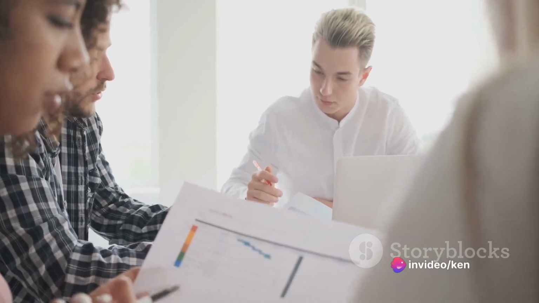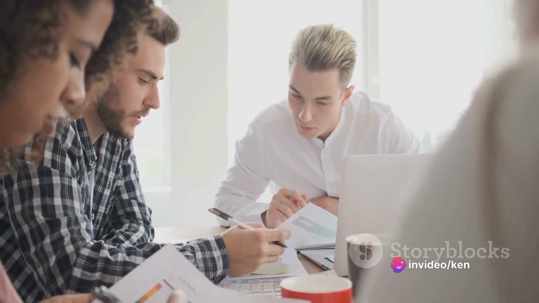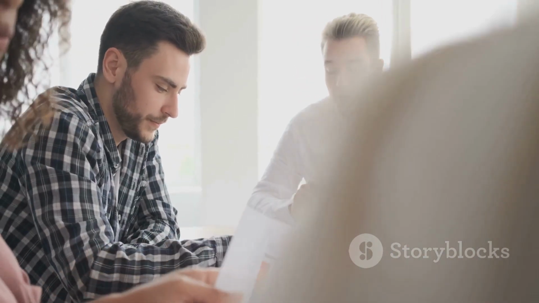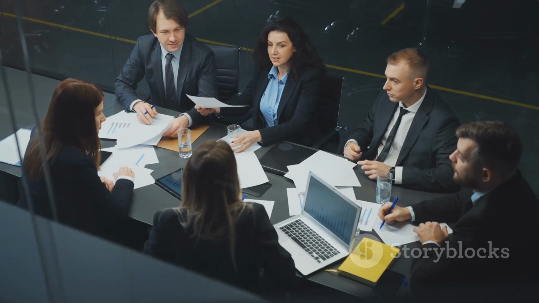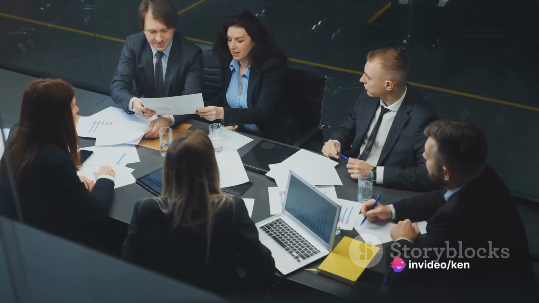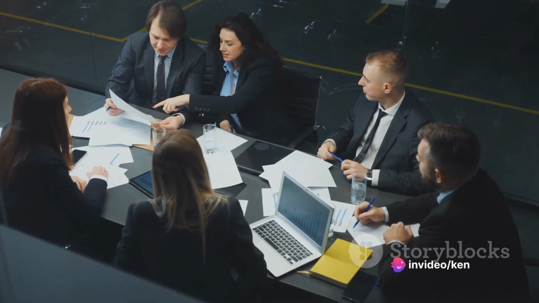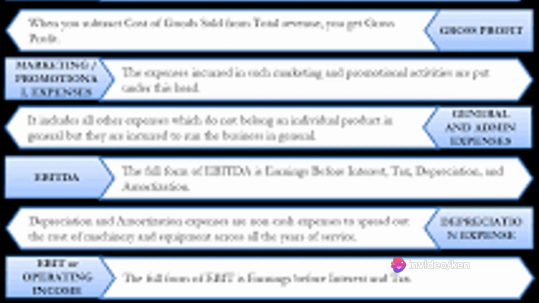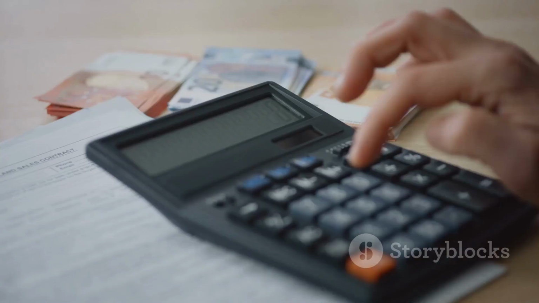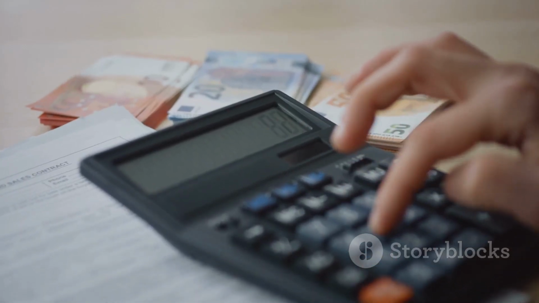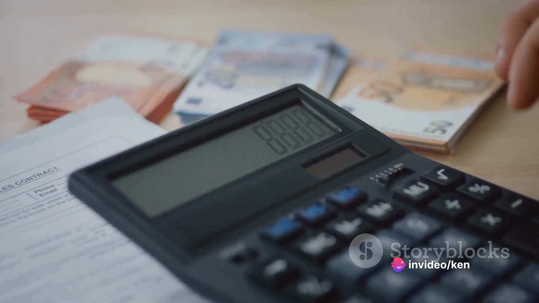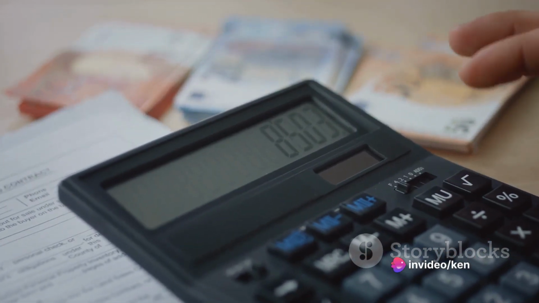Then, we have operating expenses. These are the costs associated with running the business, like salaries, rent, utilities, marketing, and research and development. They're necessary to keep the business going, but they don't directly contribute to creating the products or services a company sells. Finally, we have net income. This is what's left after all expenses, including taxes and interest, are deducted from the gross profit. This is the bottom line, reflecting the company's profitability after all is said and done.